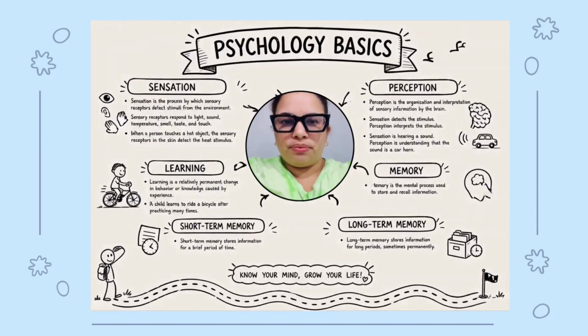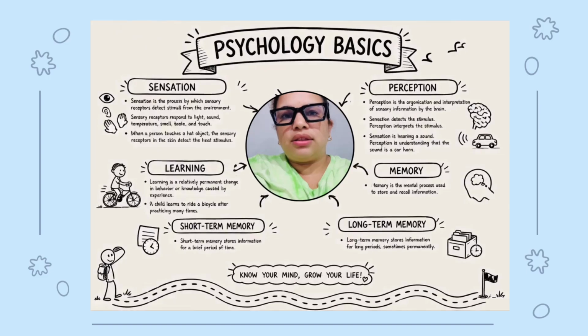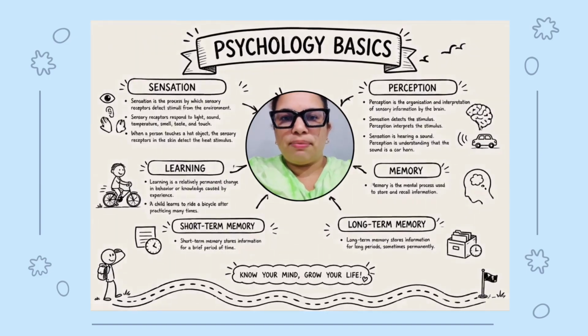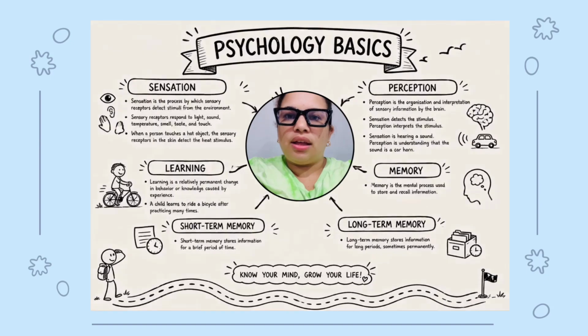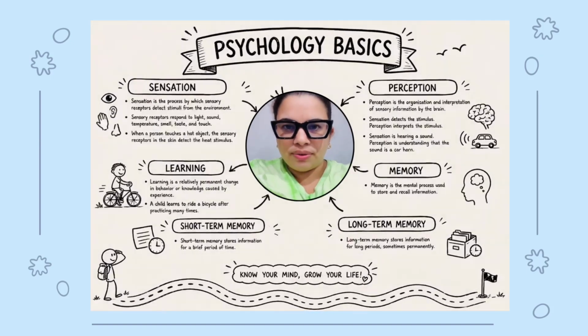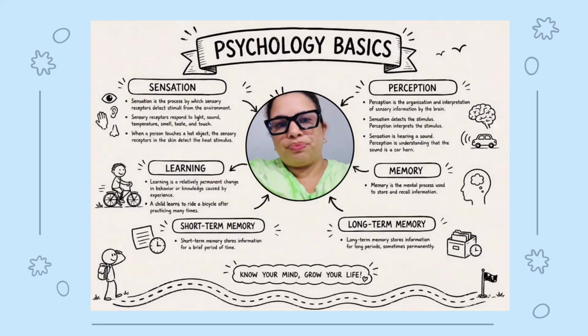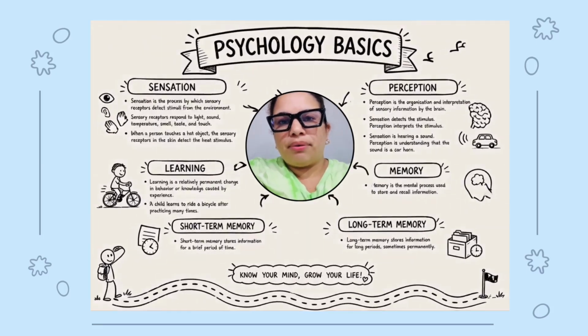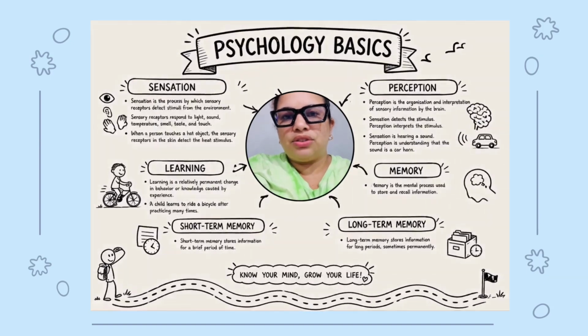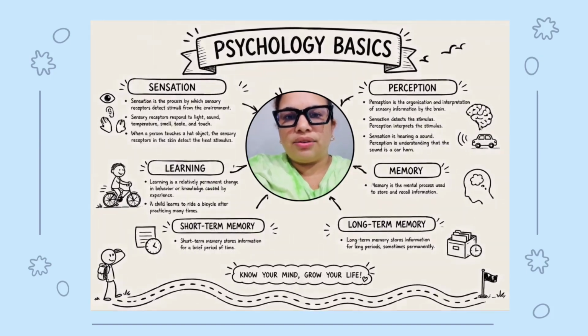Now, perception. Perception is the organization and interpretation of sensory information by the brain. Sensation detects the stimulus, while perception interprets the stimulus. For example, sensation is hearing a sound, and perception is understanding that the sound is a car horn.